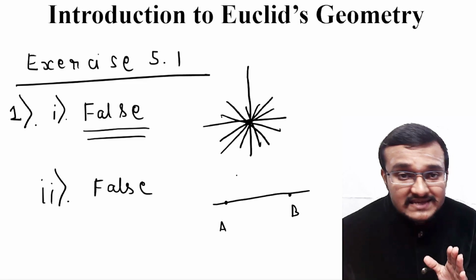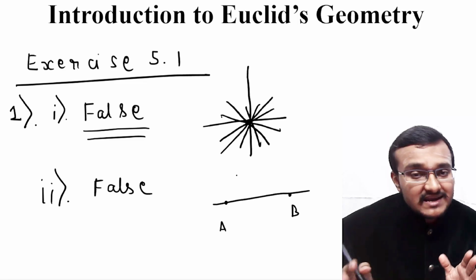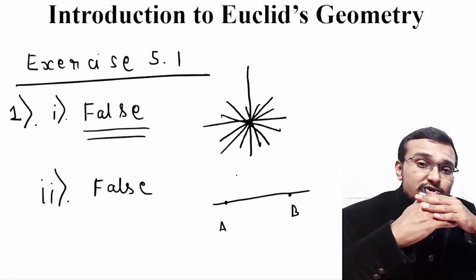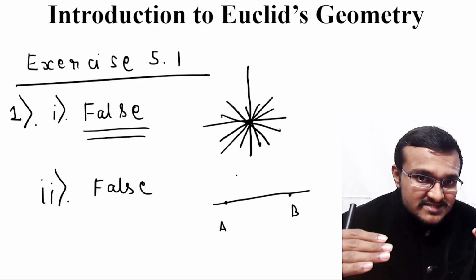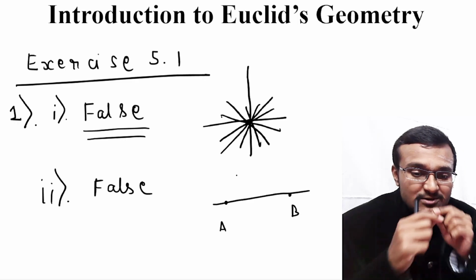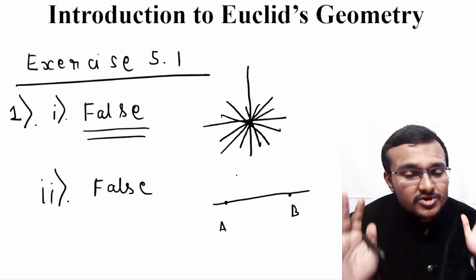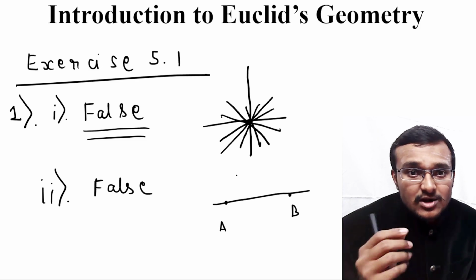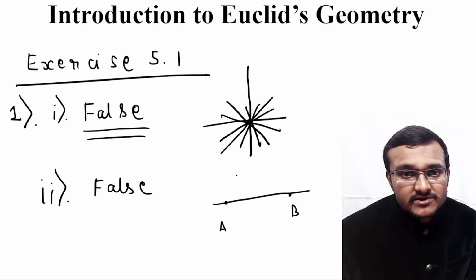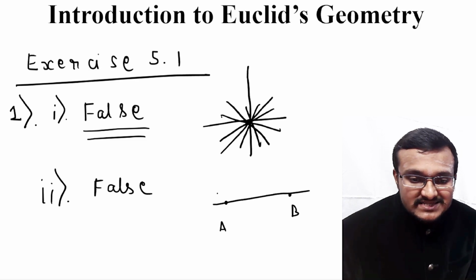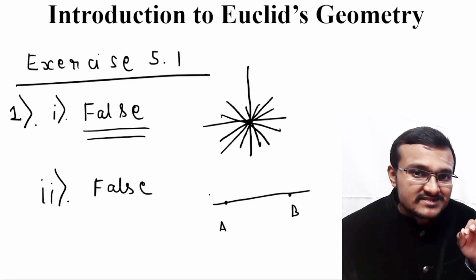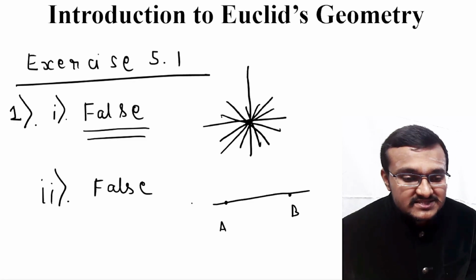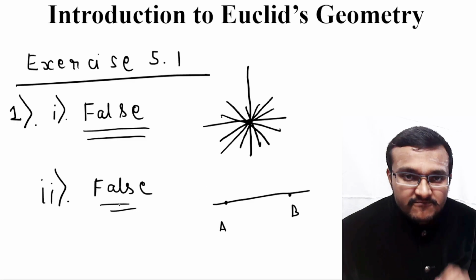Through A alone lines can pass, and through B alone lines can pass. But if you want to include both points A and B in a particular straight line, then only one line is possible. This is according to axiom 5.1. The statement goes against that axiom, so this is false.